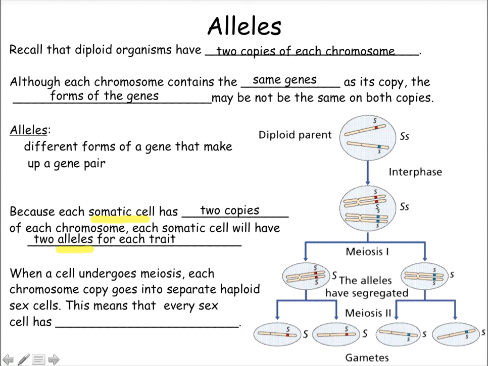That also means that when a cell undergoes meiosis, that is, making haploid cells, each chromosome copy will go into a separate sex cell. Because of this, each sex cell will only have one allele for each trait.